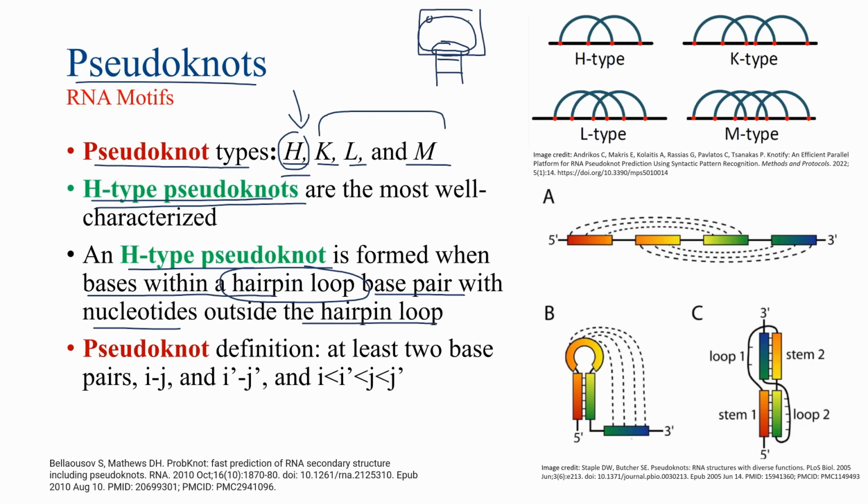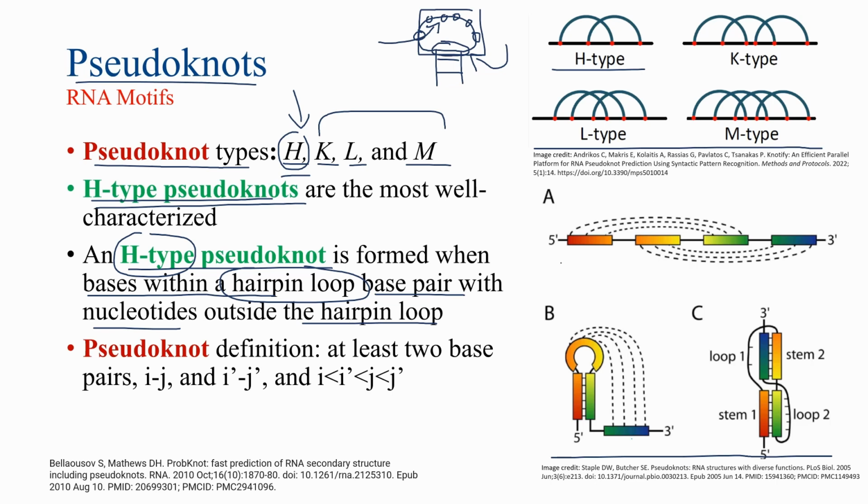The nucleotides within the hairpin loop do not base pair with one another, and they are closed off by a canonical base pair. So the idea with an H-type pseudoknot is that you have a hairpin loop, and the bases within the hairpin loop, that is inside the hairpin loop, will base pair with nucleotides outside the hairpin loop. I'll show you what this looks like in a second. This right here is a figure that discusses the 4 major types of pseudoknots. And I want to discuss the H-type here, mainly by evaluating the figure that you see at the bottom.